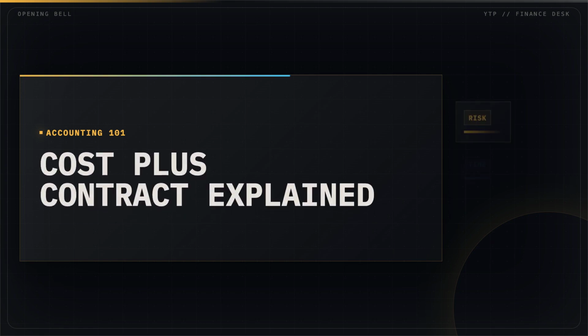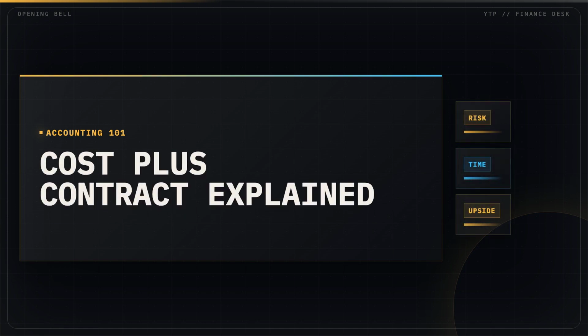In construction and project management, a cost-plus contract is a common way to handle pricing. Let's look at how it works.